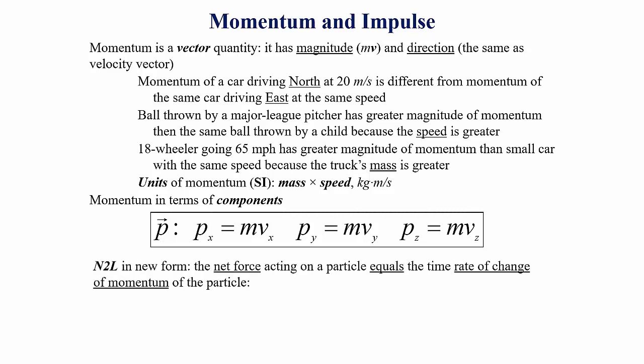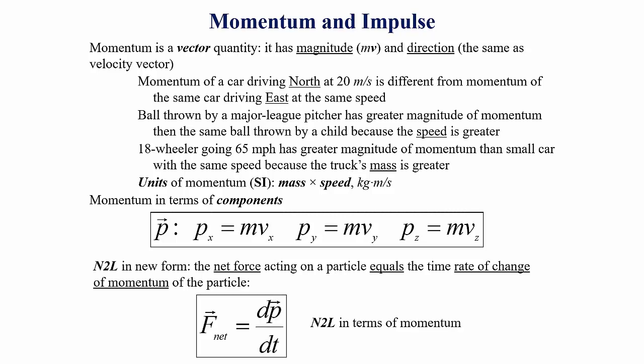So Newton's second law can actually be written in terms of momentum. This is actually a more general version of Newton's second law. The net force acting on a particle equals the rate of change of the momentum of the particle. The net force equals dp/dt, the derivative of the momentum with respect to time.